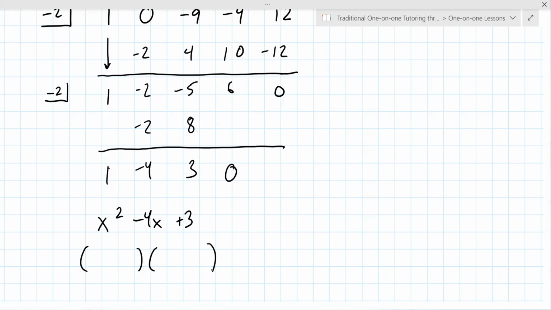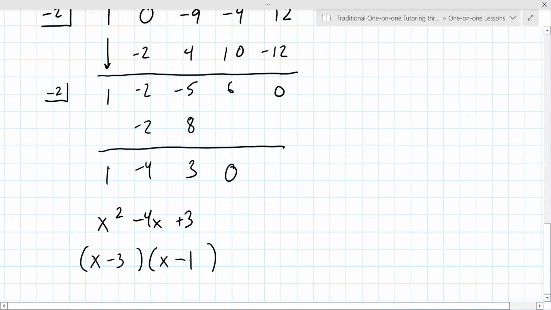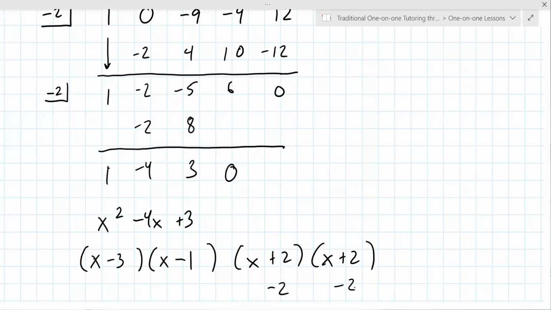It would be -3 and -1. So x minus 3, x minus 1. And then the other factors are x plus 2 and x plus 2, because those correspond to the -2 and -2. So you have to always flip those signs. Yes, exactly.